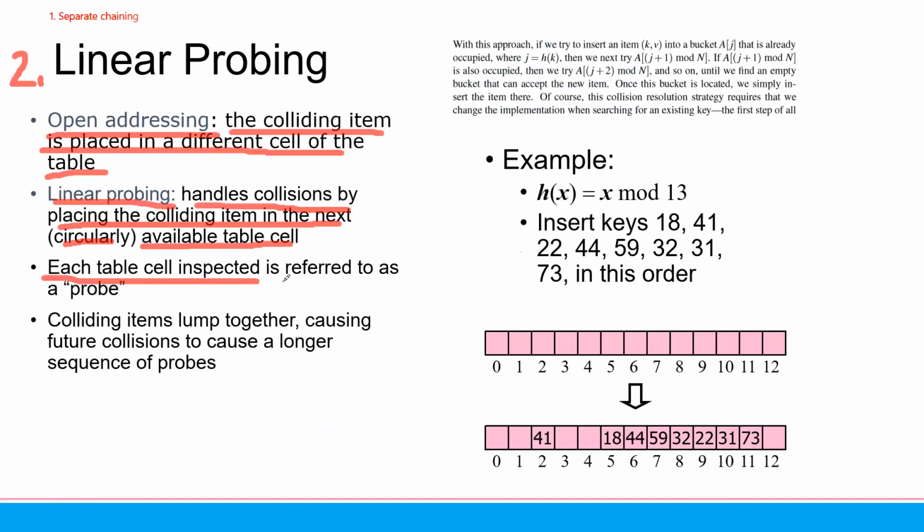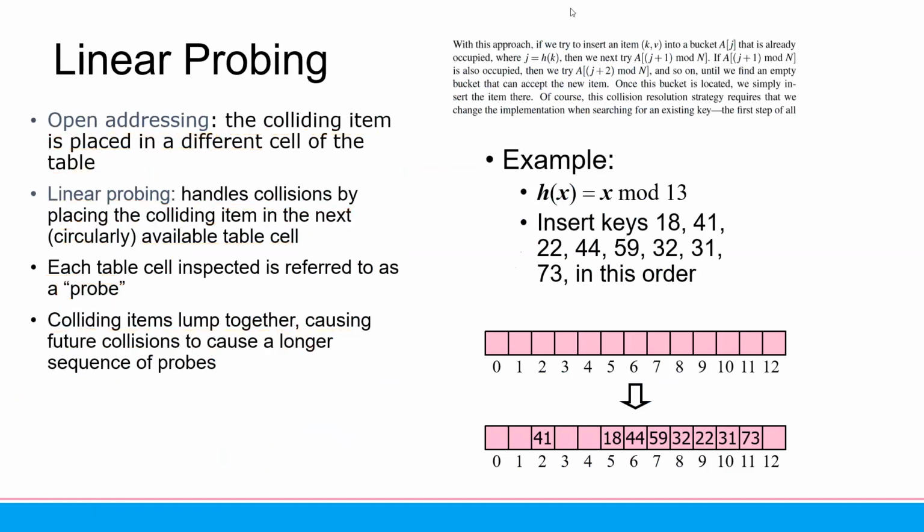Each table cell inspected is referred to as a probe. Colliding items lump together, causing future collisions to cause a longer sequence of probes. So let's see an example like this. I have the keys 18, 41, 22, 44, 59, 32, 31, and 73, and they will be inserted in that order.